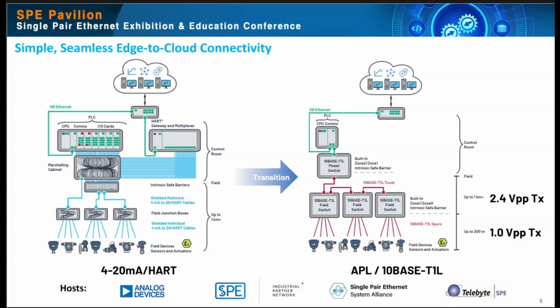And just a reference to the 2.4 volt and 1 volt, that is how the explosive environment technology is achieved, where the lower voltage, the lower energy can be used in hazardous environments. You're also removing gateways here now, so you're not doing any data translation. It is literally Ethernet all the way from the cloud to the edge here.